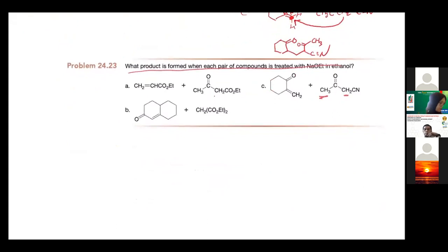Next here, this one also has alpha beta here. The CH2.